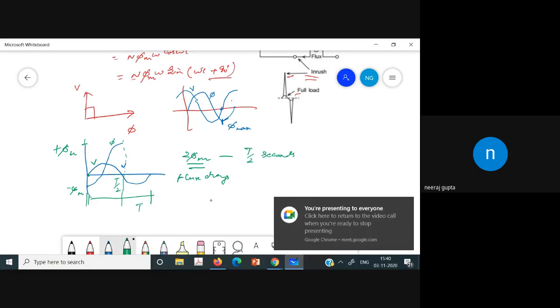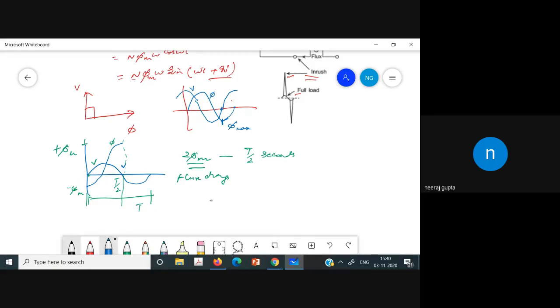And in this case, we will see that if the transformer is started at this point, that is the positive zero crossing of the voltage waveform, and let us assume that the residual flux, phi r, is initially equal to 0. So what happens? The initial value of the flux is 0, and what you see from this waveform is that the flux must have the same rate of change.